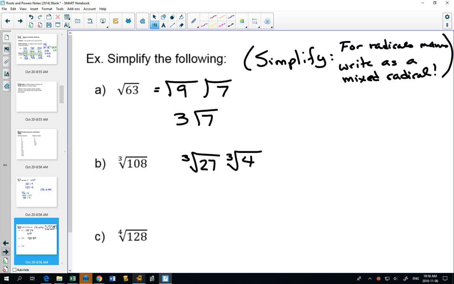And we have to be careful here because with cube roots, you have to write the little 3 each time to show that it's a cube root. And the cube root of 27 is 3. And you're going to be tempted by this cube root of 4 because you know the square root of 4. But you can't do anything with the cube root of 4.